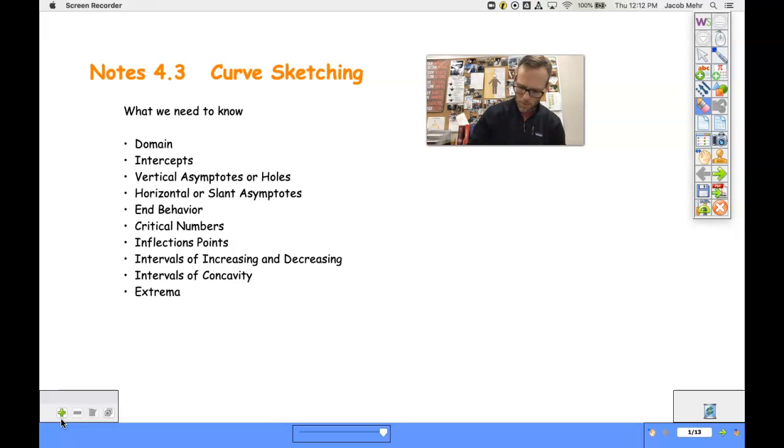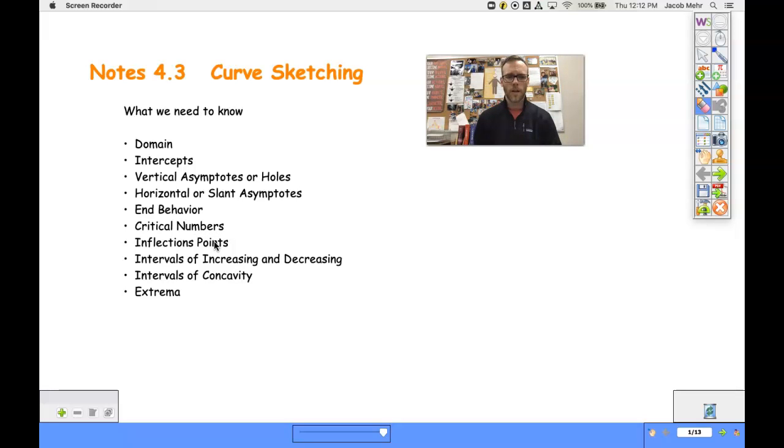So what are the things that we need to know to make a really good graph? We need to know the domain. Now, the domain will tie in a little bit with vertical asymptotes or holes. We'll have to interpret what those missing parts of the domain mean. Intercepts, both x and y intercepts, would be helpful. So like I mentioned, vertical asymptotes or holes. Horizontal or slant asymptotes. Think about end behavior. If it's a polynomial, we know if they both go up, or down, or opposite directions. If it's a rational, what we've learned about horizontal and slant asymptotes helps us with the end behavior there. Of course, we need to know critical numbers.